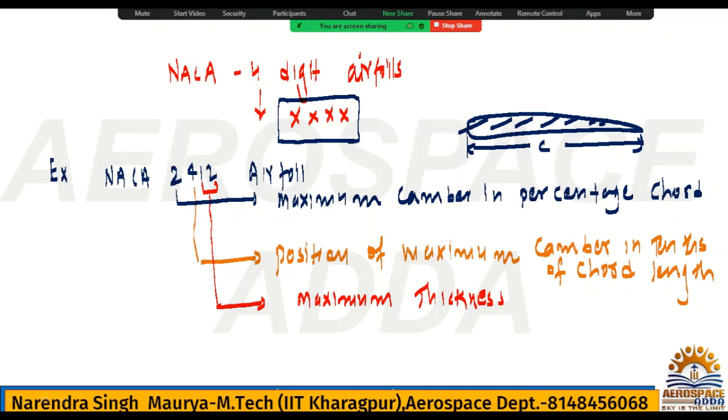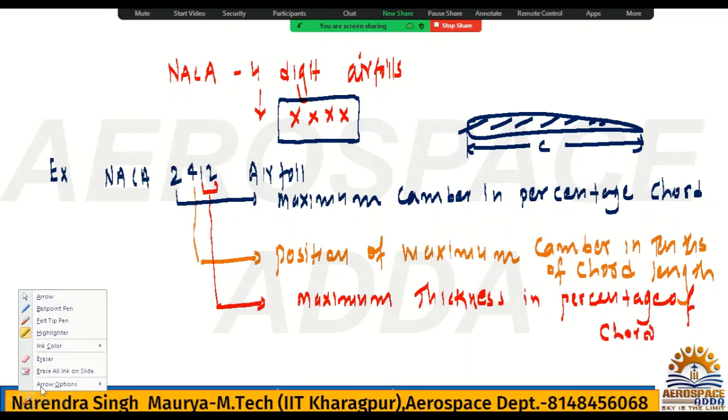Maximum thickness. This will also be in terms of the percentage of chord, because you have to write it in terms of the percentage of chord. Like the middle digit, which was in tenths of chord, but this maximum thickness you also have to write in percentage of chord. Now we'll calculate it, so it will be more clear to you.